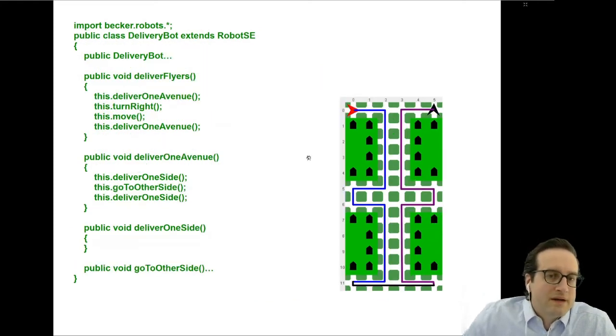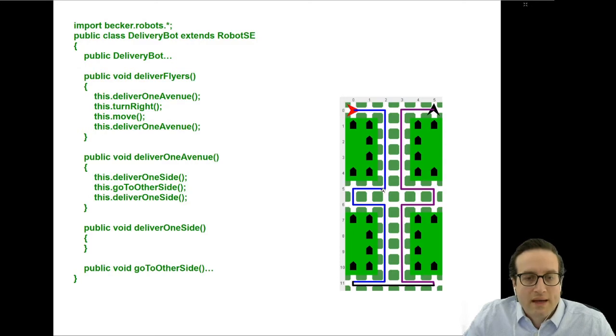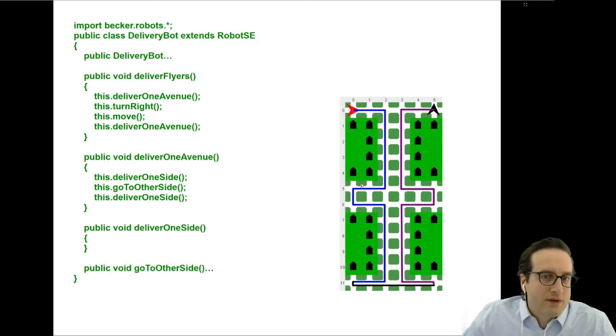So now we have the problem of delivering to one avenue. Once we can deliver to this avenue, we can deliver to the other avenue. So let's take this avenue, and we recognize that there's two sides, and there's some symmetry here. They look the same, don't they? So to deliver to one avenue, we are going to deliver to one side, we're going to move to the other side, and then we're going to deliver to one side again. So this method gets used twice, okay?